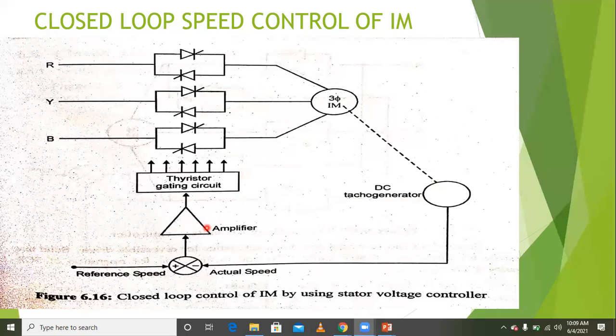The output speed is determined by the reference speed signal, rather than the open loop characteristics of the motor. Stable operation may be obtained at any point of the induction motor speed torque characteristics. I have already explained when the induction motor is stable and unstable. This is about closed loop speed control of induction motors.